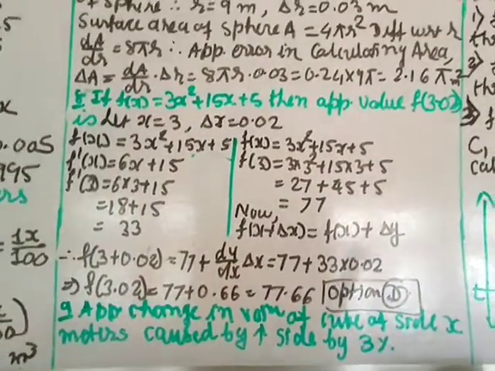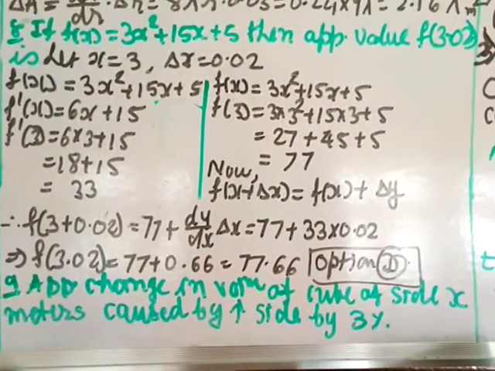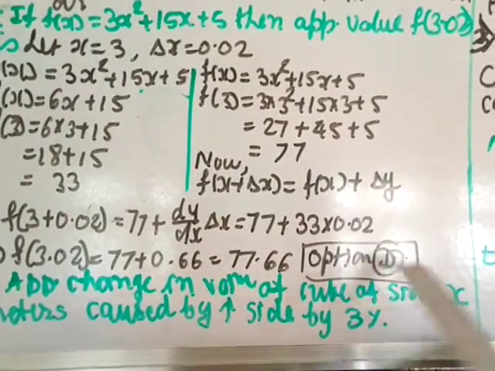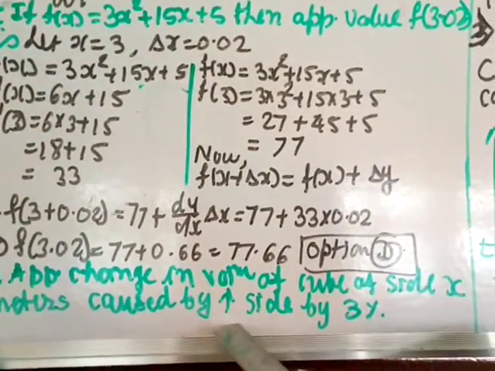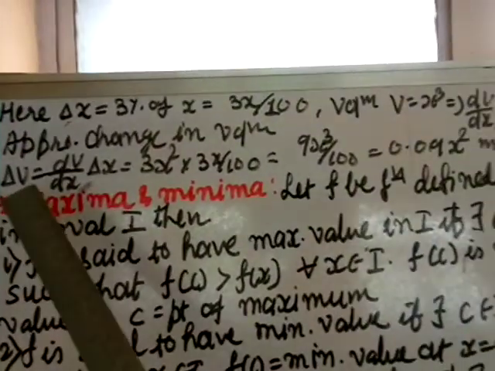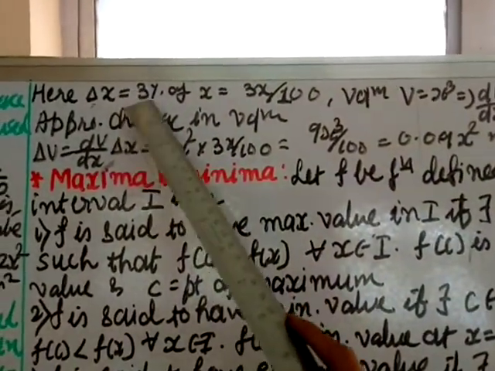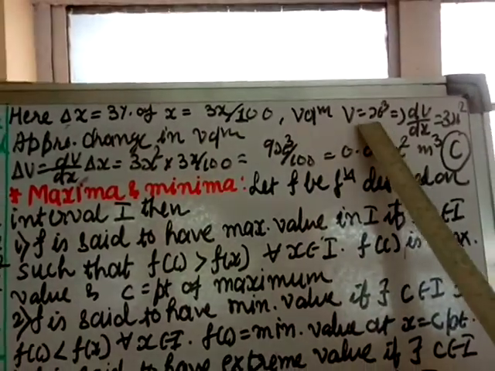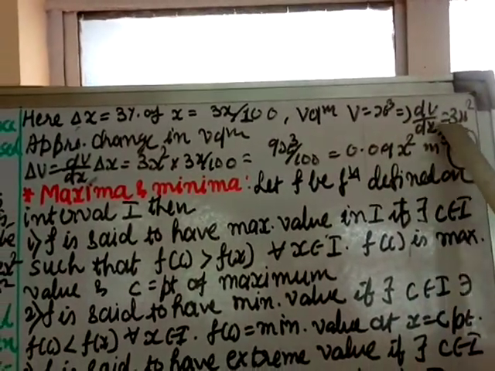Question number 9. Approximate change in volume of cube of side x meter caused by increase in side by 3% is, we have to again select the correct option. Okay, so here given to you delta x is equal to 3% of x, that is 3x by 100, and volume of the cube is x cube. Differentiate, dV by dx equal to 3x square.